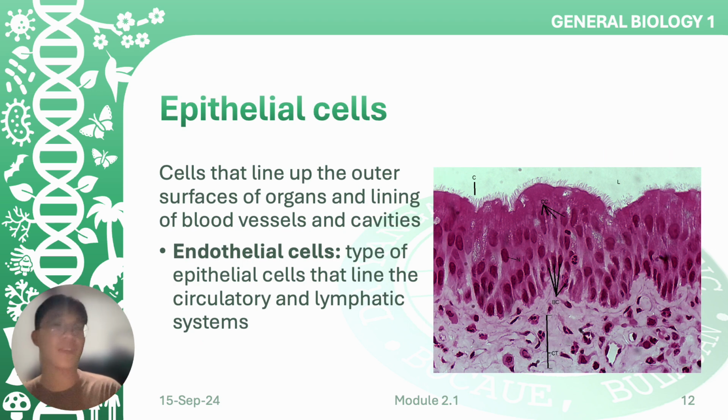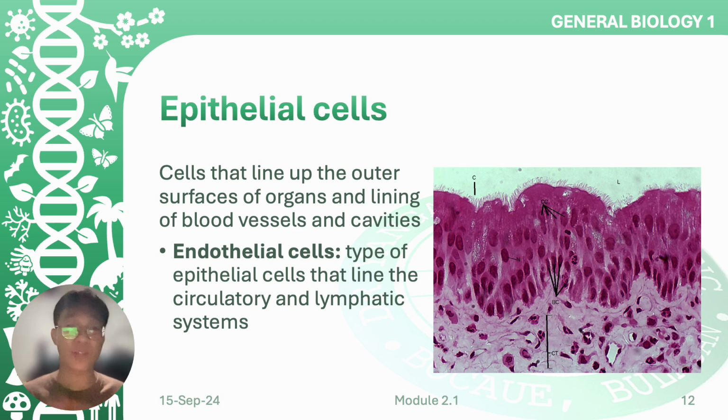And then we have the epithelial cells. Epithelial cells are all the cells that line up the outer surfaces of the organs and the lining of blood vessels and cavities. You've seen them already under the microscope. Let's recall your cheek cells, which you obtained inside your mouth. They basically line up the covering of our mouth. So, in that case, what you were observing under the microscope back then were actually epithelial cells of the cheek.